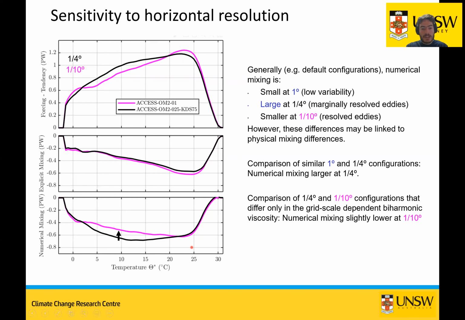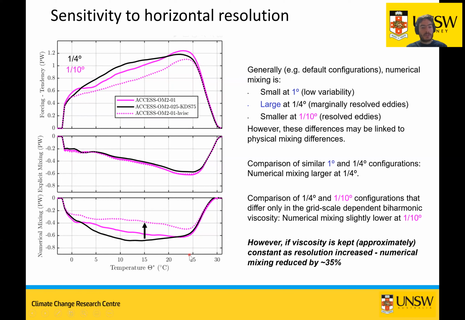But I want to point out that if we do another simulation where we actually keep the horizontal viscosity constant, then we see a much stronger reduction. And so this is moving towards numerical convergence. If you keep your viscosity the same, you better resolve those velocity gradients with a higher resolution grid, and you're going to reduce your numerical mixing.